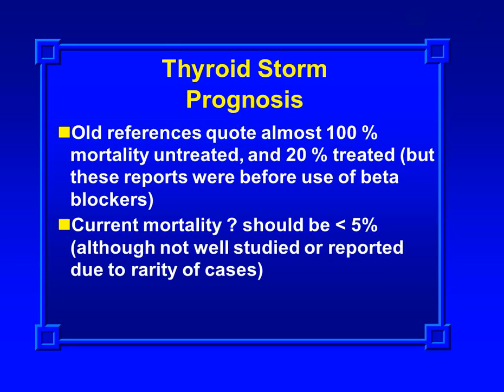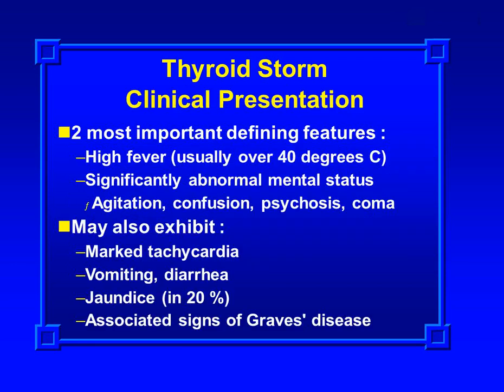Thyroid storm prognosis. Old references quote almost 100% mortality untreated, and 20% treated, but these reports were before use of beta blockers. Current mortality should be less than 5%, although not well studied or reported due to rarity of cases. Clinical presentation.